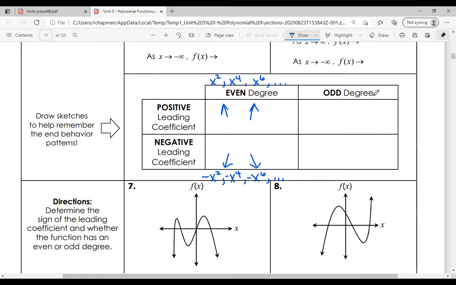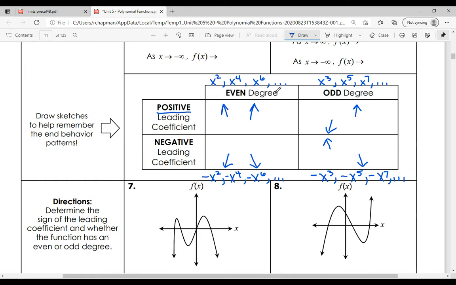Now, if you have an odd degree, positive odds, x to the third, x to the fifth, x to the seventh, so on and so forth, the endings go in opposite directions. Very specifically, if you're a positive x to the third, positive x to the fifth, positive x to the seventh, the left side will always go down and the right side will always go up. Now, if I throw a negative in front of any of those odd terms, these endings flip. The left will go up and then the right will go down.